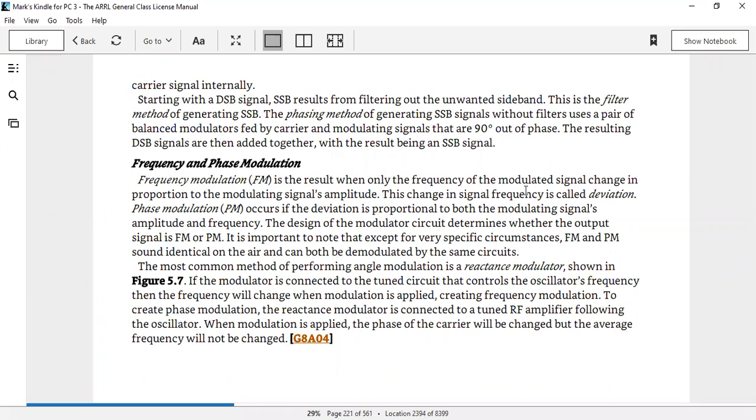A change in signal frequency is deviation. That's interesting. And that's part of this phase modulation thing. The common method of performing phase angle modulation is the reactance modulator. If you want to understand this, you're going to have to come back on your own and read it, because we're just zooming through.